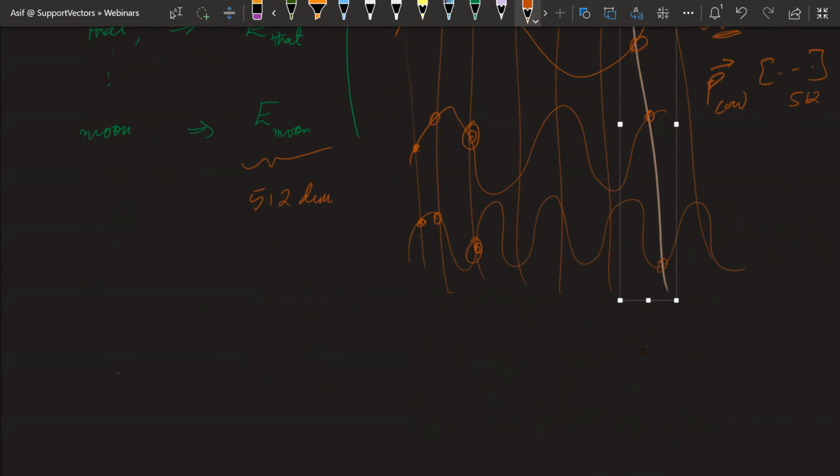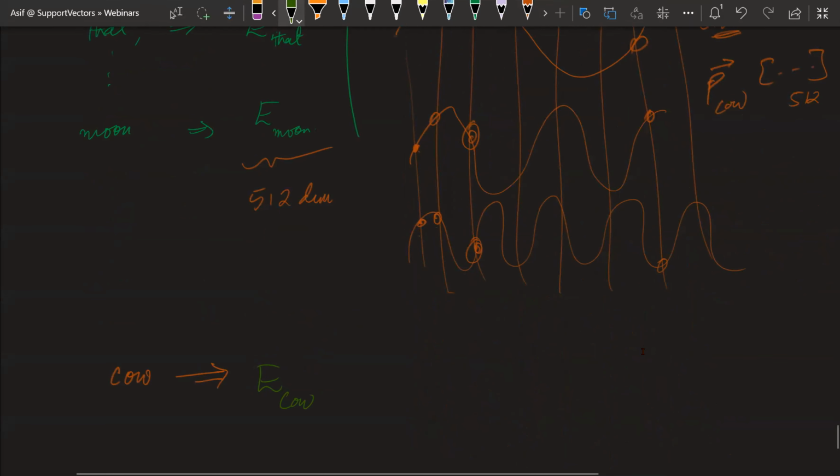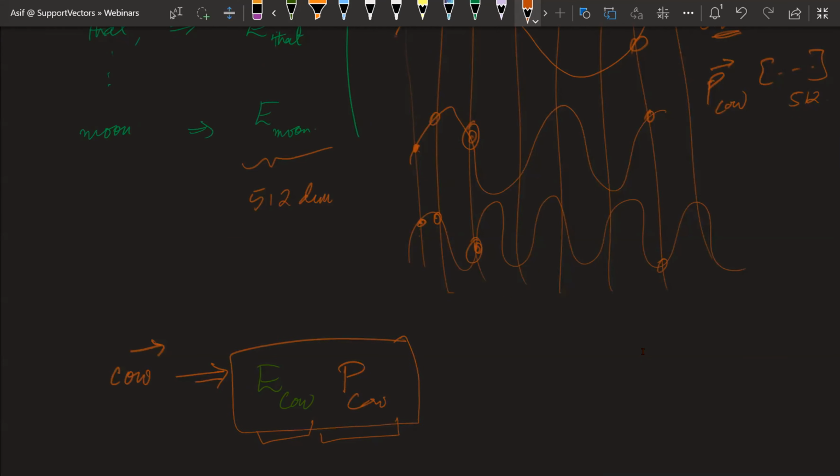Okay? So now, if you have these two things together, let's say the word cow is there, cow goes to the embedding E for the cow, and then you concatenate it with the position encoding of the cow. You create a large vector. You concatenate these two, and you create the final cow vector, which is these two things put together. So this is your input vector for the cow.